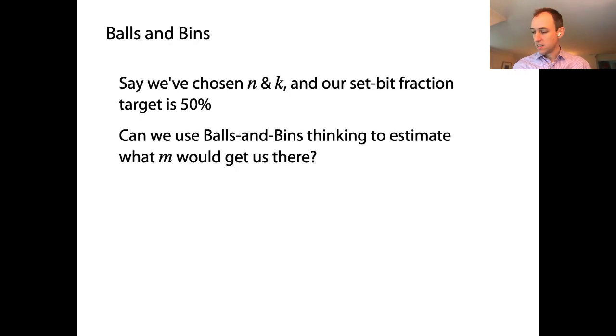Okay. So let's say we've chosen our n and our k, and we've got our target, because we know that this is the sweet spot, right? If we were to choose everything optimally, the filter would be half full. So in a scenario where our n and our k have been chosen a certain way, what's the expected number of items, m, or in the balls and bins regime, what's the number of balls that would get me to 50% occupancy, 50% of the bins non-empty?